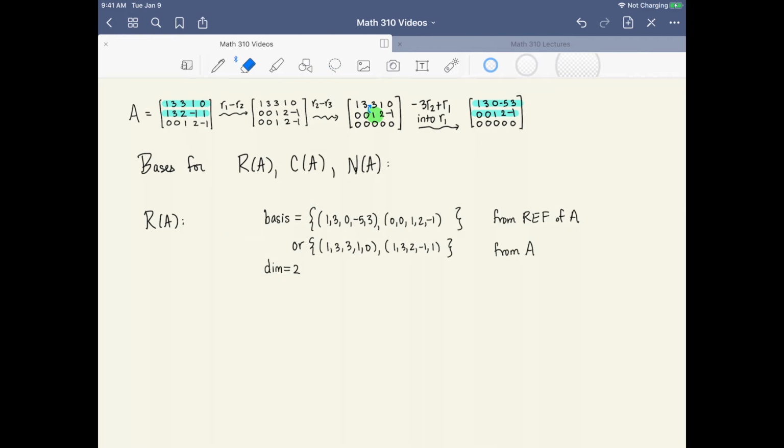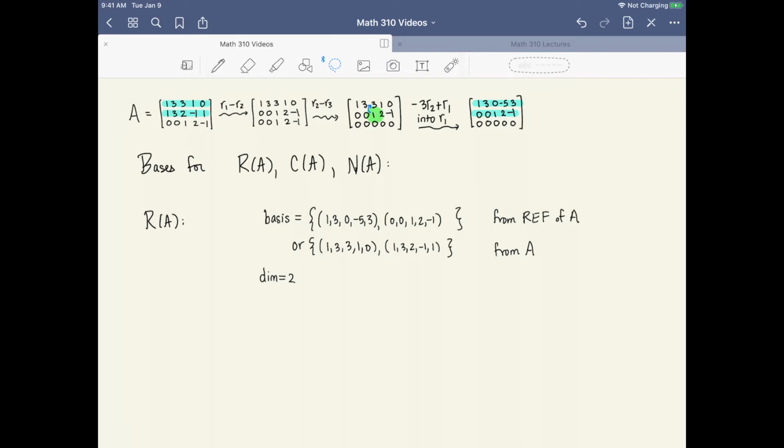So we have 2 options. We have 1, 3, 0, minus 5, 3, and 0, 0, 1, 2, 1 coming from here, or we could use the original 2 rows from the original matrix. The dimension is equal to 2 because there are 2 basis vectors spanning the row space, because there are 2 independent rows. Now let's write down a basis for the column space of A.